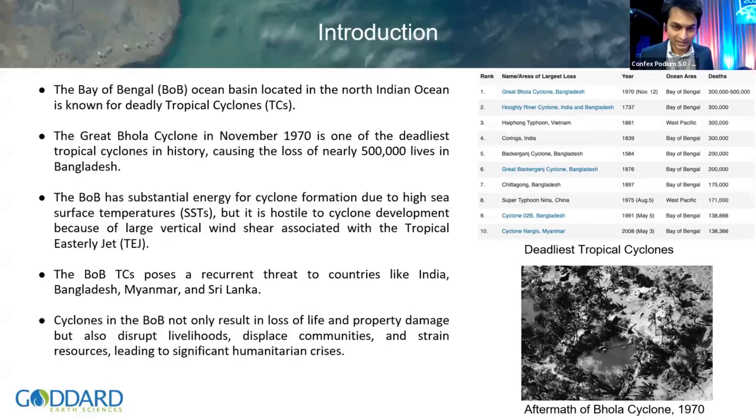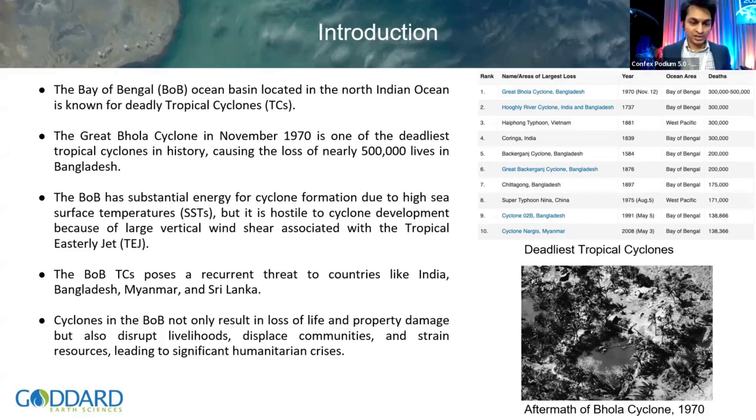The Bay of Bengal Ocean Basin, located in the North Indian Ocean, is known for deadly tropical cyclones. Specifically, if we look at the ten deadliest tropical cyclones in the world on the right-hand side, you will see that 8 are from the Bay of Bengal. The other 2 are from the West Pacific and hit Vietnam and China. The Great Bhola Cyclone that hit Bangladesh in 1970 was one of the deadliest tropical cyclones in history, killing nearly 500,000 people and creating a humanitarian crisis at that time.